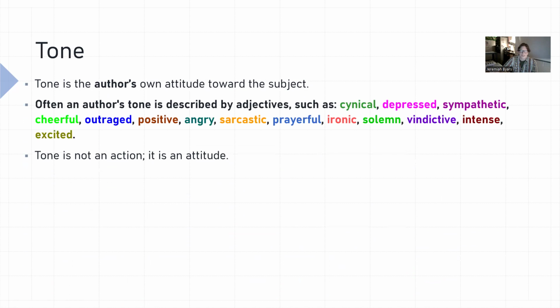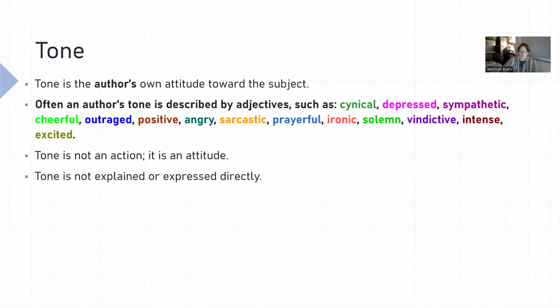It's not an action, it's an attitude. It's the word choices. You understand it through the way that the writer speaks about the subject matter, okay? It's how they're talking about it. Two people can report on the same story, yet use completely different tones.